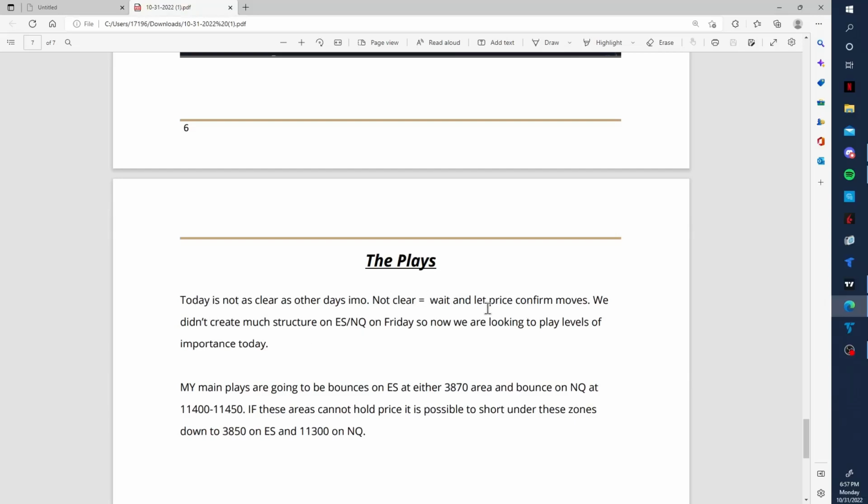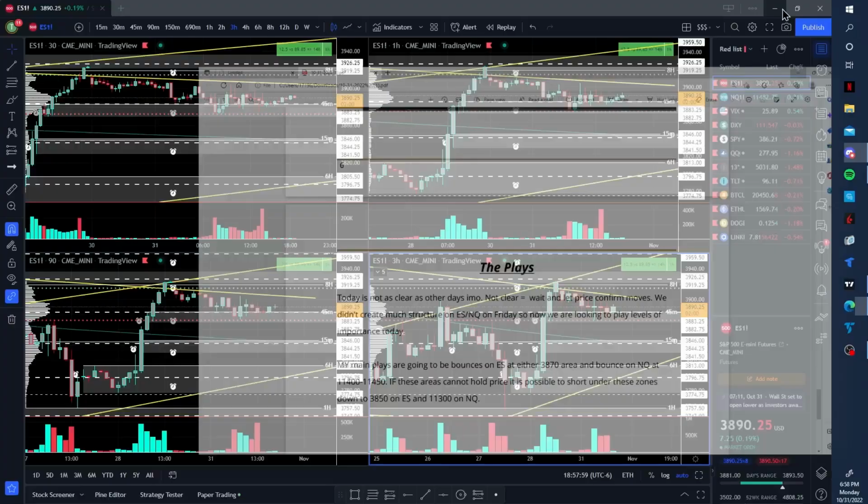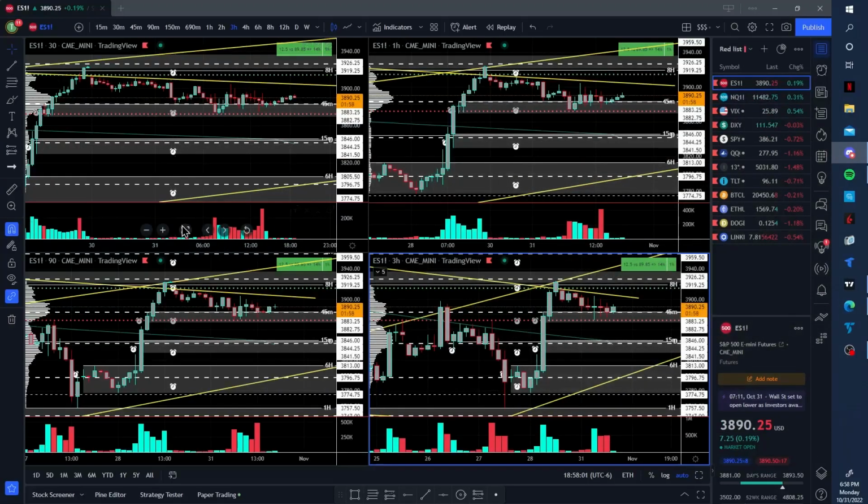Today wasn't very clear. So we wait and let price confirm moves. We didn't create much structure on Friday, so now we're looking to play levels of importance today instead of strictly supply and demand. So the main play is going to be bounces on ES at 3870, or bounce on NQ at 11400 to 11450. If those areas can't hold, then we could short down to 3850 and 11300 on NQ. Okay, so that's what we were looking for.